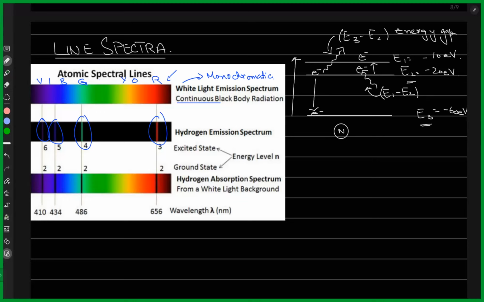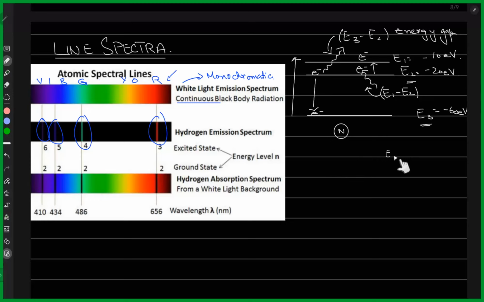So you can see this emission hydrogen spectrum that we have here. So what happens during an emission line spectra? Sir, how will it drop from E2 to E3? Okay, so it can drop from E2 to E3 as well by releasing a photon of energy E3 minus E2, or E2 minus E3, right?